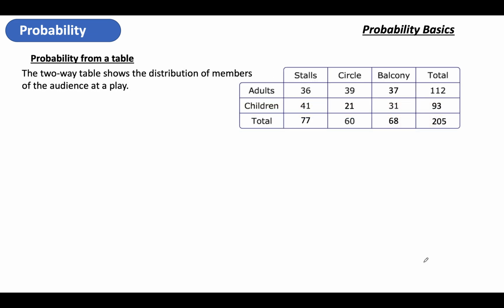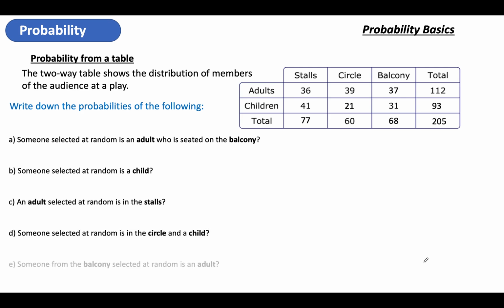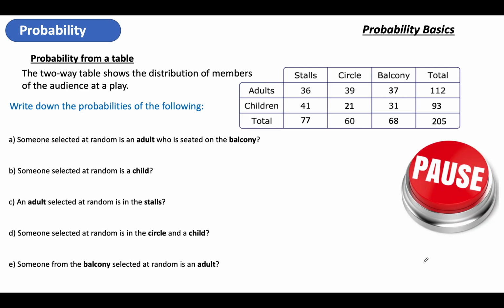Let's be positive. Okay, all right, if you've got some questions coming up here, I want you to write down the probabilities of the following things here. I'd suggest that fractions are a good way to write down these probabilities. There's all the questions I want you to do. I want you to pause the video, do the answers, and then see if they match with mine. Okay, so pause the video now.